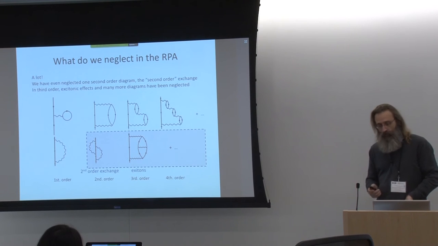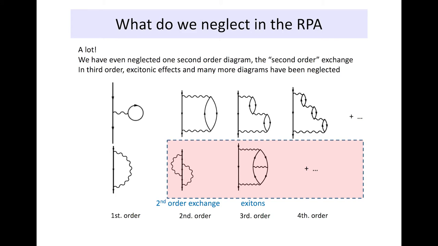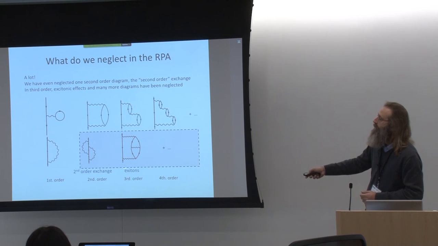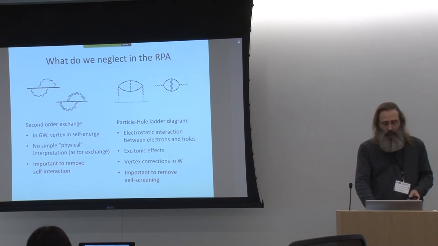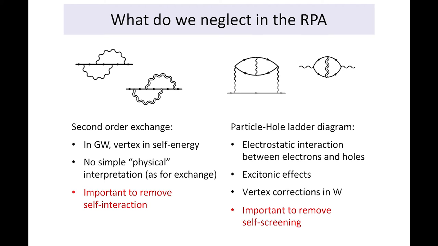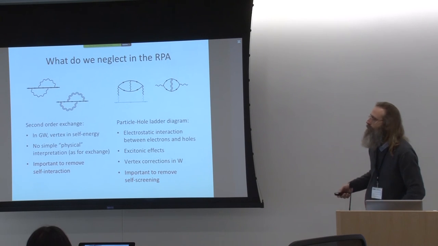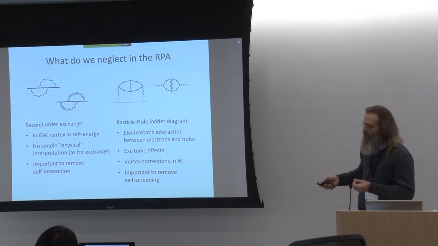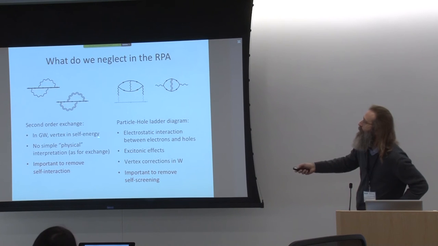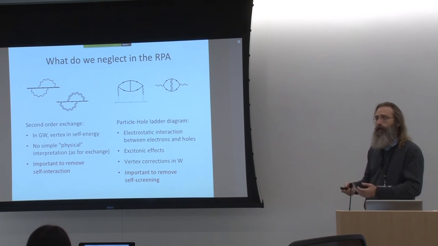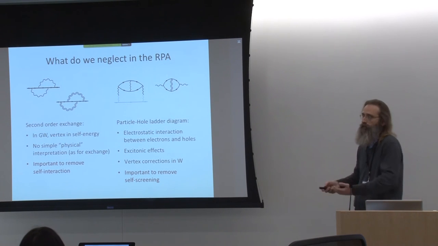So that comes to what we actually neglect in the random phase approximation. Second order exchange-like things and beyond, obviously, and these ladder diagrams, of which there are infinitely many themselves, that in essence capture excitonic effects. For second order exchange-like interactions, there's no simple physical interpretation of these processes, but normally you'd say that if you're not anti-symmetric in all your interactions, you have a certain level of self-interaction in our self-energy. So in the RPA description of our self-energy, the electron interacts with itself, which should not be, obviously.